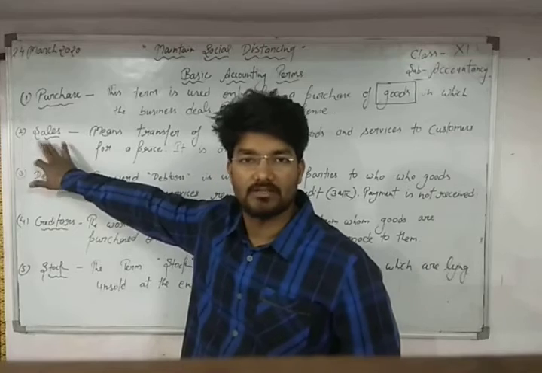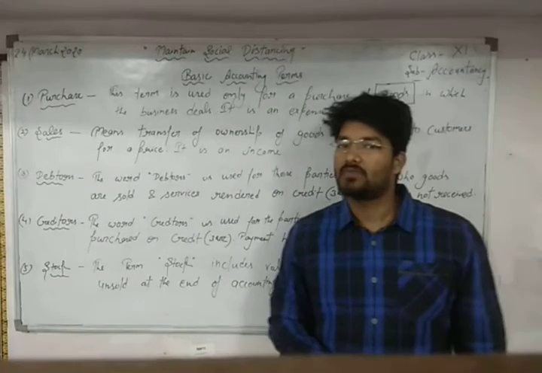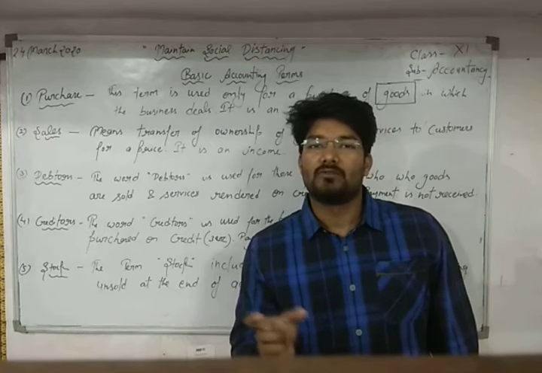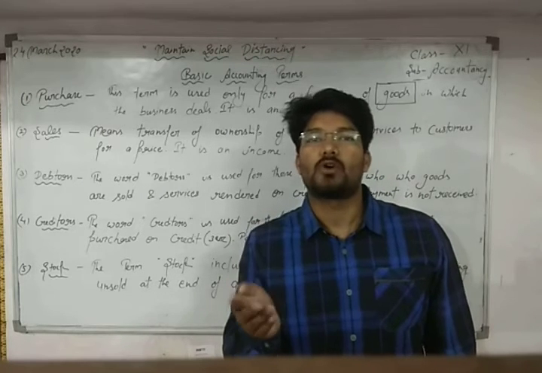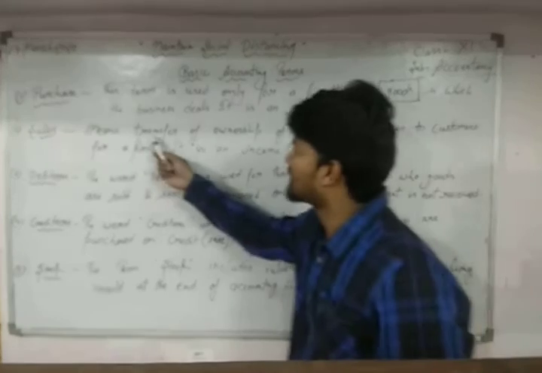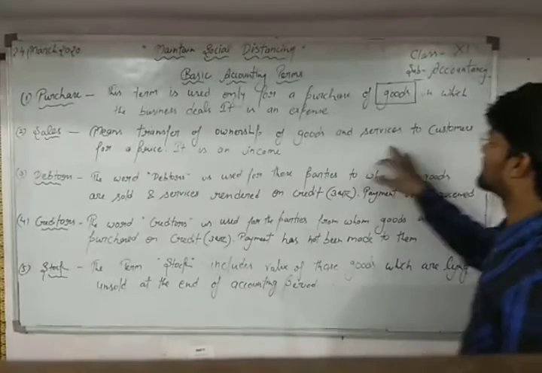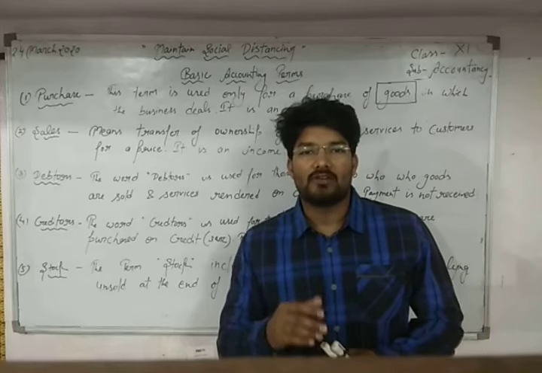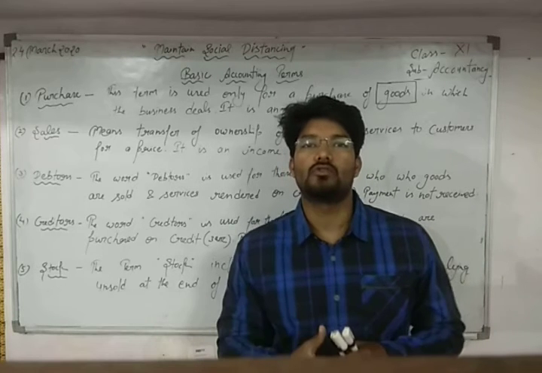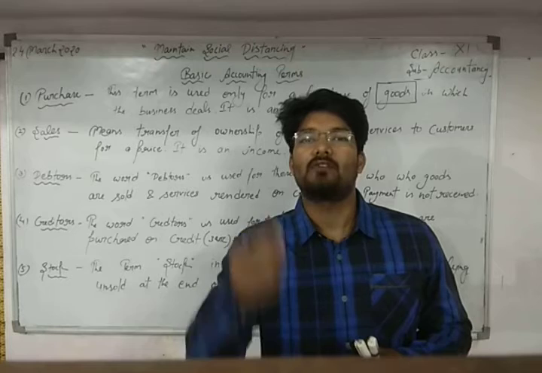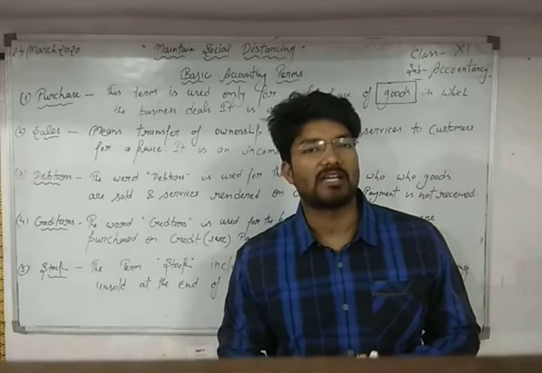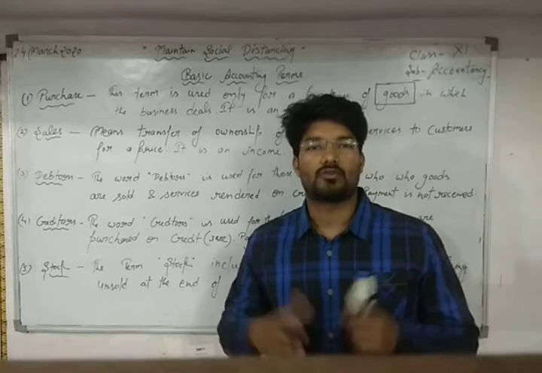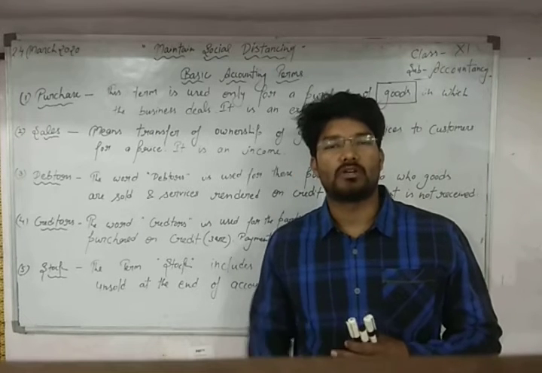shift to sales. Sales is also a term which is used for goods, and it is an activity which includes transfer of ownership of goods. Here it is written, transfer of ownership of goods and services to the customer. As a shopkeeper, whenever you are going to sell your goods, you are going to receive money from the customers. That is why it is treated as income. Is that clear?